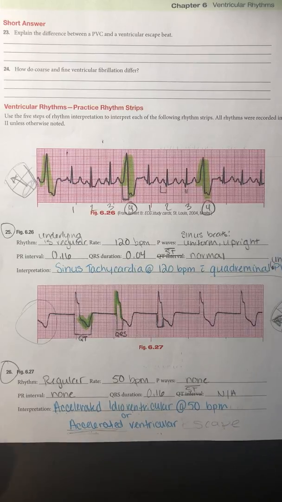Now it's accelerated because my intrinsic rate, my normal rate of my ventricles is only 20 to 40 beats per minute. So it is accelerated for that pacemaker site, but it's not quite tachycardic because it's not over 100 beats per minute.